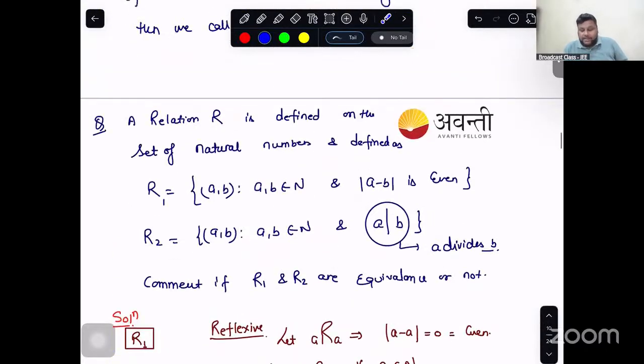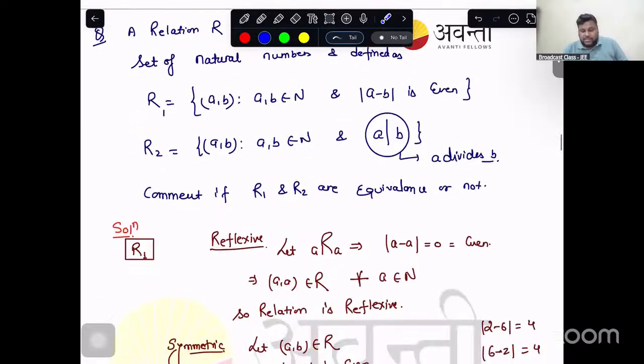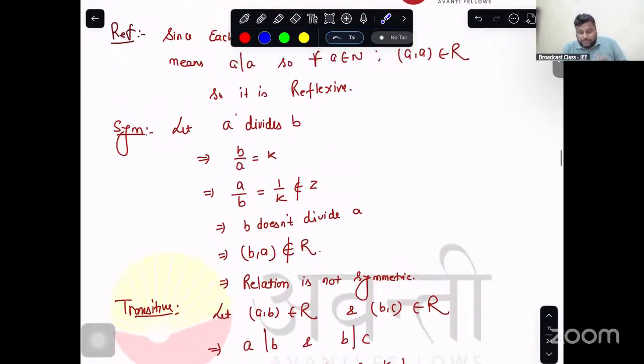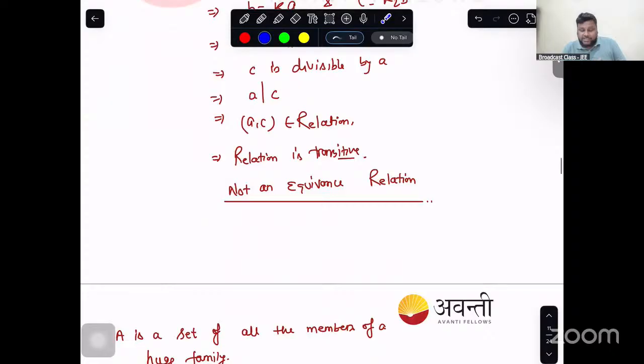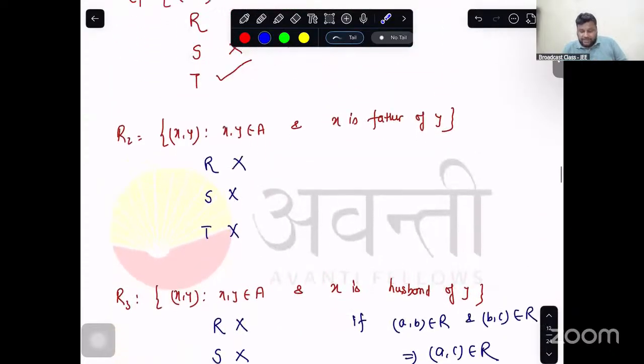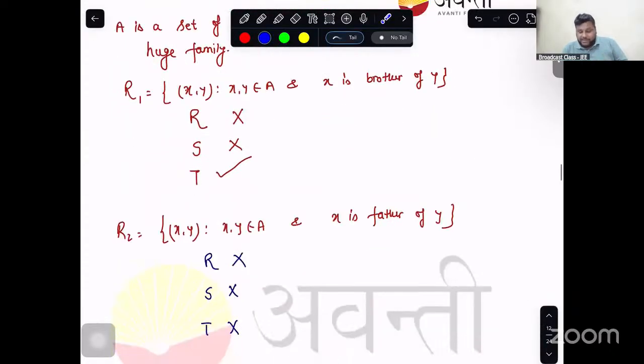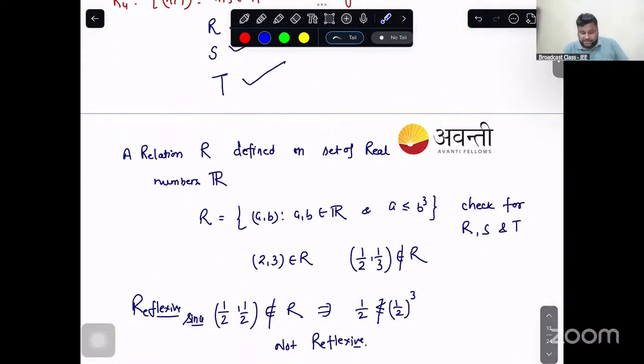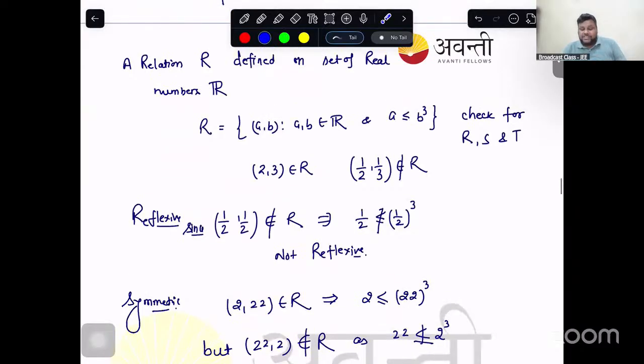Then we have done an example like A minus B mod is even, which is an equivalence relation. Then we have done an example of A divides B, which is only reflexive and transitive, but not symmetric. Agreed? And then I have given you a proper way how we write these questions in subjective board exams. Then we have done some family kind of relations, brother, father, husband, as reflexive, symmetric, transitive. And then a question we have done, which is there in NCERT, which we actually cannot prove.